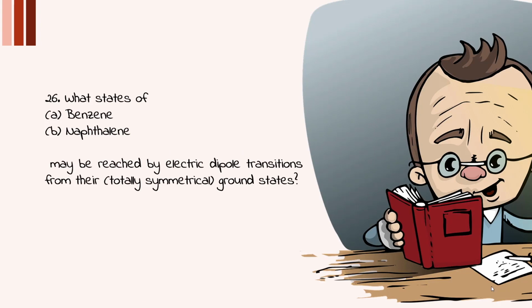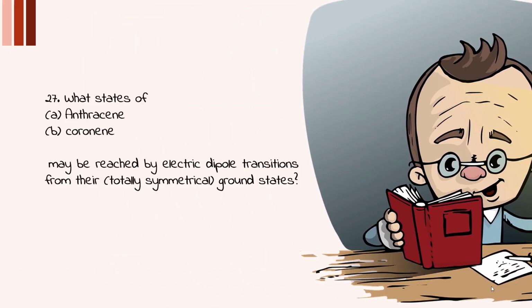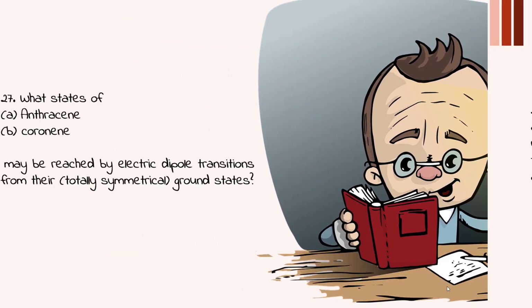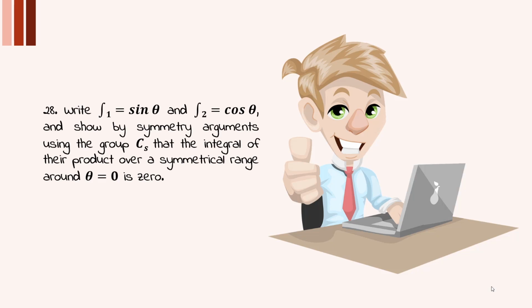What states of benzene and naphthalene may be reached by electric dipole transitions from their totally symmetric ground state? That we have worked out the molecular orbitals for benzene and naphthalene. Probably you will be able to look and conclude. And the same is with the anthracene and chlorine. Function f1 equal to sine theta and f2 equal to cos theta. Show by symmetry arguments using the group Cs that the integral of the product over a symmetric range around theta equal to 0 is 0. So that means it's a zero integral that you have to see. Quite easy, a bit of mathematics.